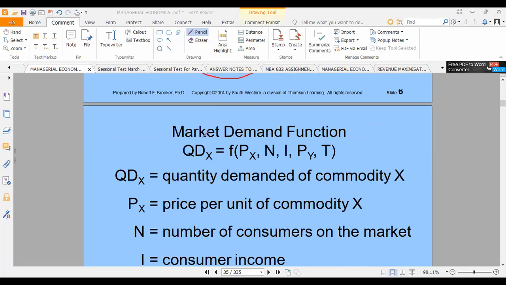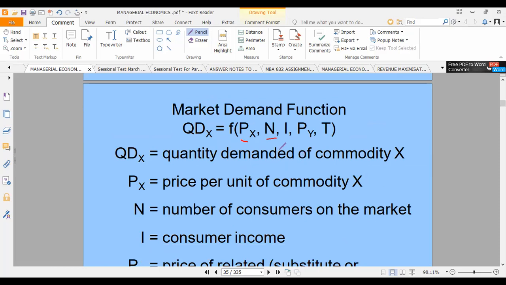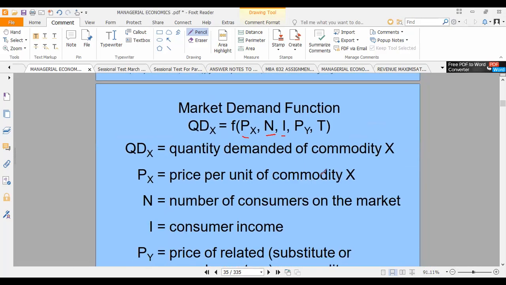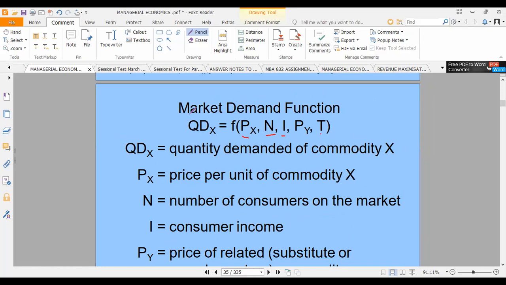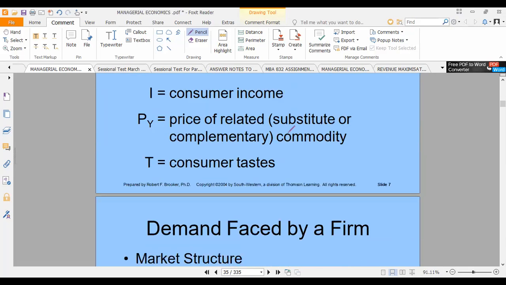So the market demand equation is affected by the factors: number 1, the price of the unit; number 2, the population size of the customers in the market; number 3, the income of the consumer, the disposable income, which is the income spent on the commodities; number 4, the price of related goods, mainly the substitute or complementary goods; and number 5, the tastes. These are the factors collectively that affect the market demand.